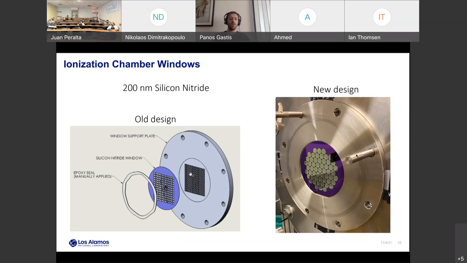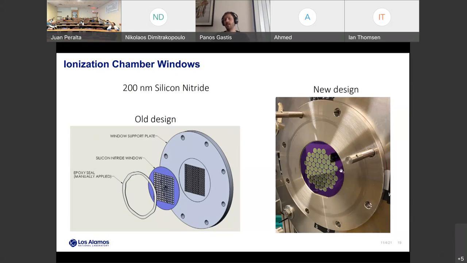On the left, you see the old design of the windows, this square design that ended up being pretty bad, because of the shape of these square cells, the windows could break very easily. So in the past, we were suffering from very frequent window failures that were catastrophic, because they were also creating problems on the MCP detectors after that, and causing huge delays on fixing everything. We fixed this problem recently with a new design that you see on the right side.